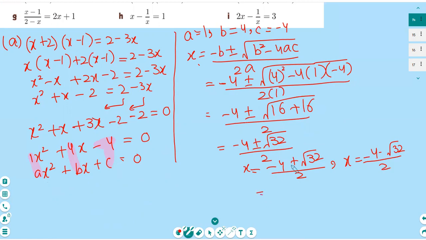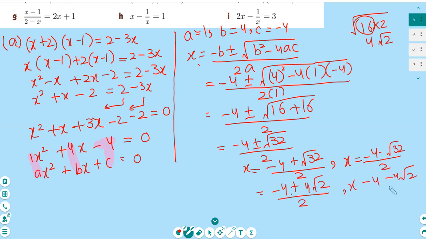Oh yeah, we can also simplify this, and this 32 can also be written as 16 times 2, and the square root of 16 is 4, right? And square root 2 as it is. So it means this square root of 32 can also be written as 4 times square root 2. Got it? And similarly here. Now you can take 2 in as a common factor in the numerator. So this becomes negative 2 and this becomes 2 times square root 2, right? Over 2. Here as well.